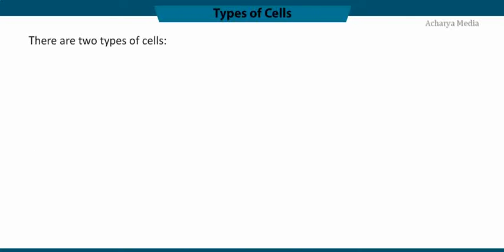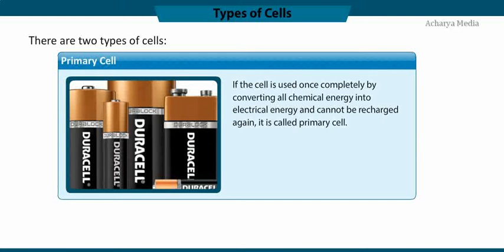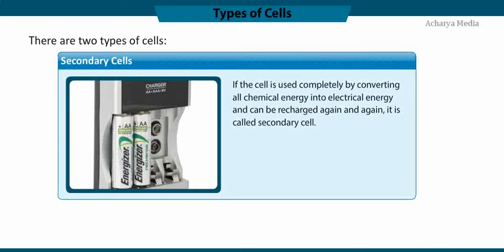There are two types of cells. They are primary and secondary cells. If the cell is used once completely by converting all chemical energy into electrical energy and cannot be recharged again, it is called a primary cell. If the cell is used completely by converting all chemical energy into electrical energy and can be recharged again and again, it is called a secondary cell.